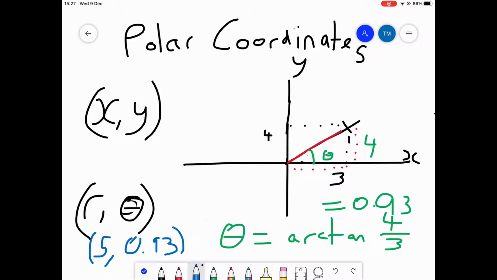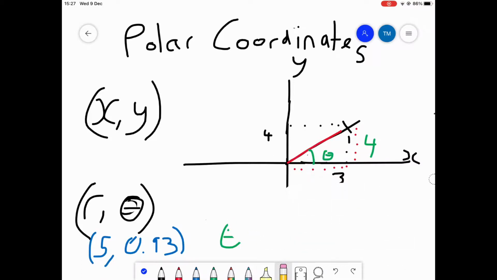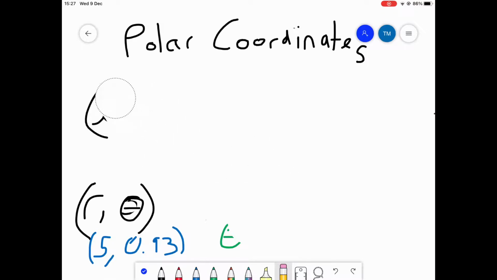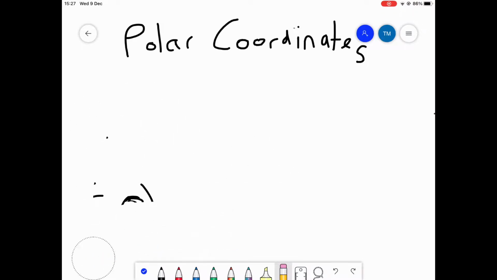There we go. Now I'm actually going to formalize this to show you how you can do the whole thing without having to imagine the triangle, which can be a bit of a pain. There's just a simple formula of doing the whole thing. So let's say we have our normal coordinates of x and y.